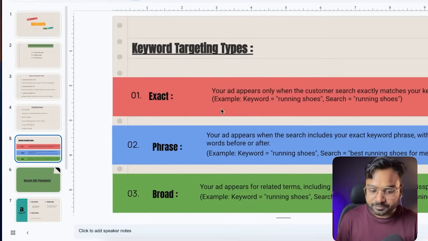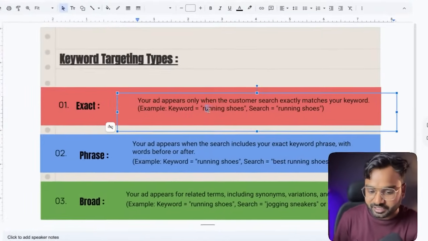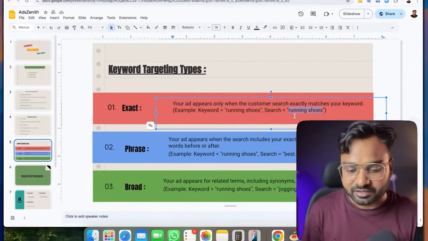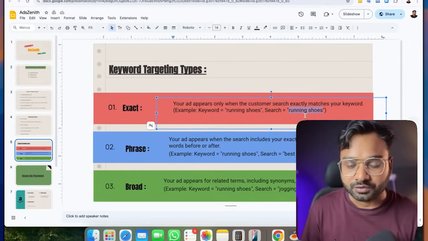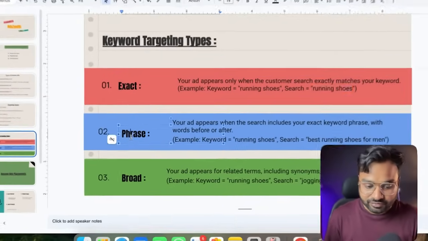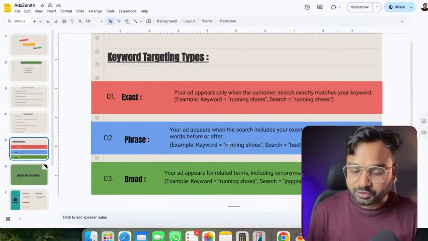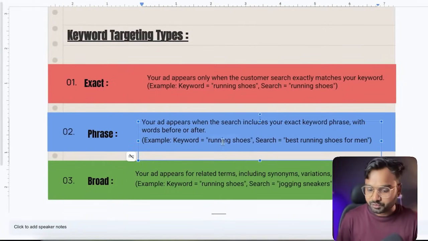So exact means when you want to target an exact phrase, like if you see here running shoes, if you target this keyword with exact match, your ad will appear only if someone types the exact keyword running shoes. Very little variation is also allowed, like you can see running shoe. Your ads can also appear on this keyword. And then next is phrase match. If you target your keywords with phrase match, this is going to show your ad for a slightly extended version of the original phrase. Like if you target running shoes, it can show your ad for best running shoes for men.